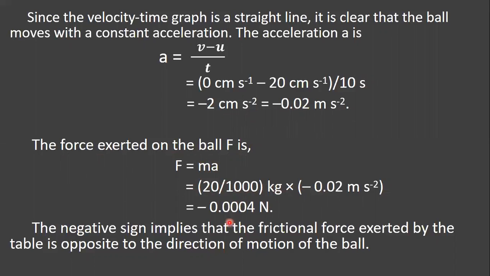Now 20 by 1000 is 0.020 kg, into minus 0.02 meter per second square. You will get here minus 0.0004 Newton. Here the negative sign implies that the frictional force exerted by the table is opposite to the direction of the motion of the ball.